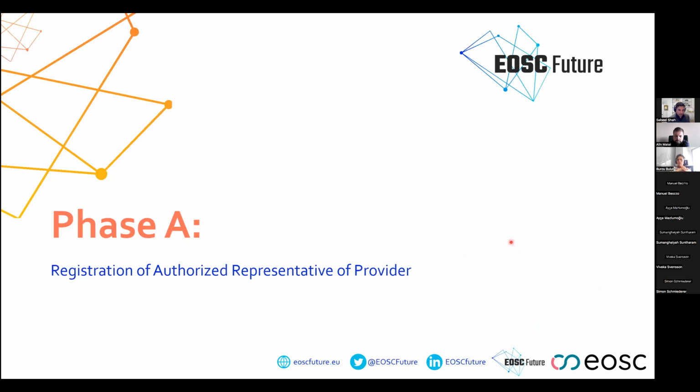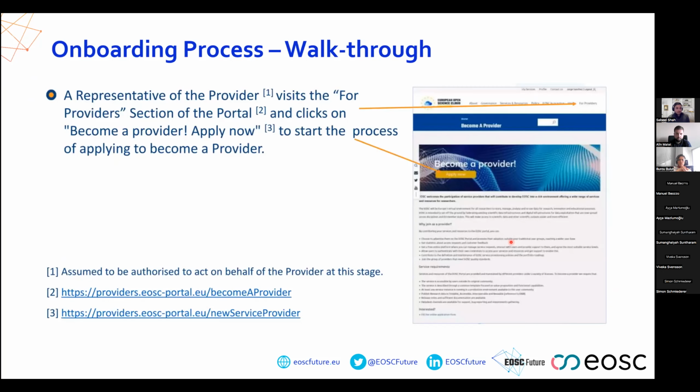Now, as we saw earlier, the 3 phases of onboarding, we will have a detailed walkthrough of phase A, in which registration of the authorized representative of the provider is performed. How does it work? We visit this link, and it shows us this web page. On that, we click that button, and the purpose of that is obviously to become a provider.